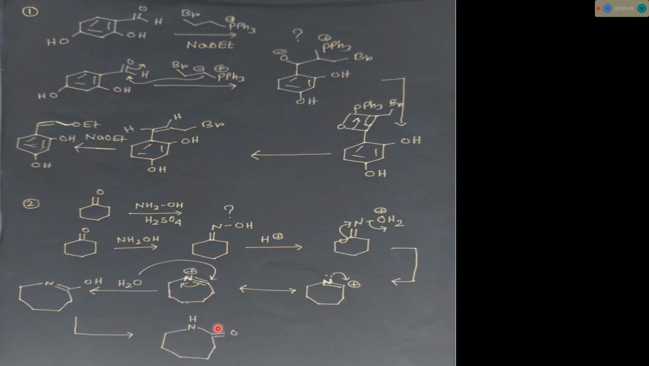We call a cyclic amide a lactam, as we call a cyclic ester a lactone. Likewise, we call a cyclic amide a lactam. So let's move to the next question.